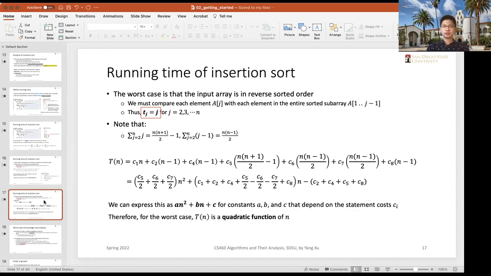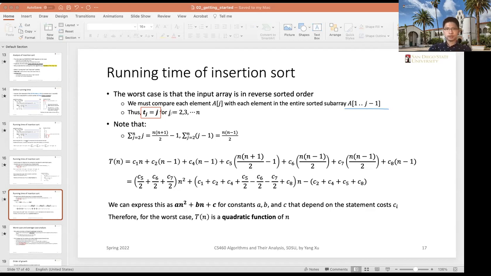And the worst case for a sorting problem occurs when the input sequence is in totally reversely sorted order. Okay, so that means when you take out a card from the table, you have to compare with all the elements before. We need to compare the key with all the elements that are before it, right, which is from 1 to j minus 1.